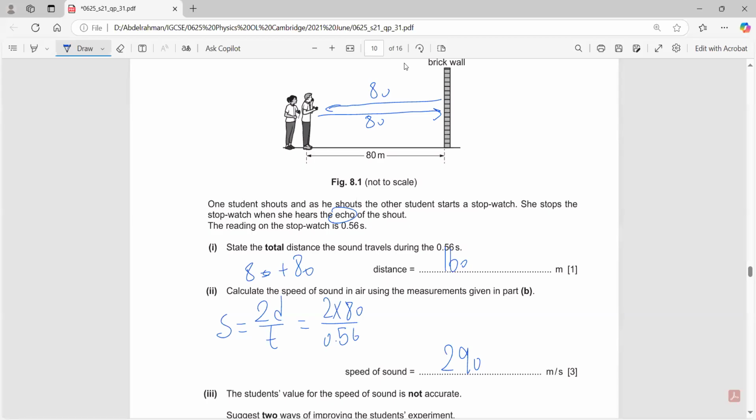0.56 seconds is the time taken for the sound to travel all the way to the brick wall and back. It's the time taken for the whole reflection process to happen, the whole echo.